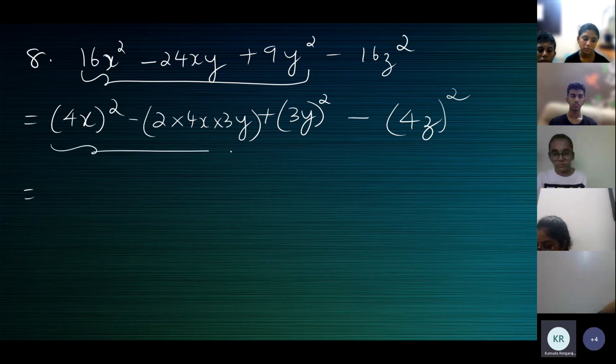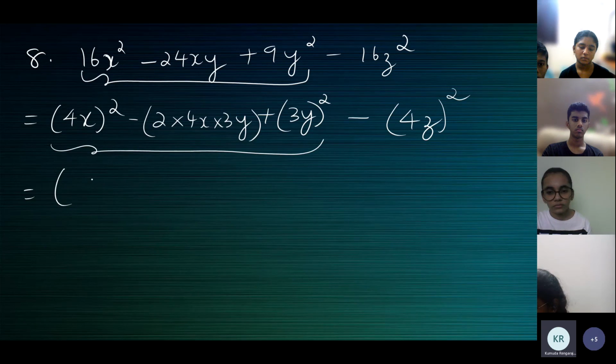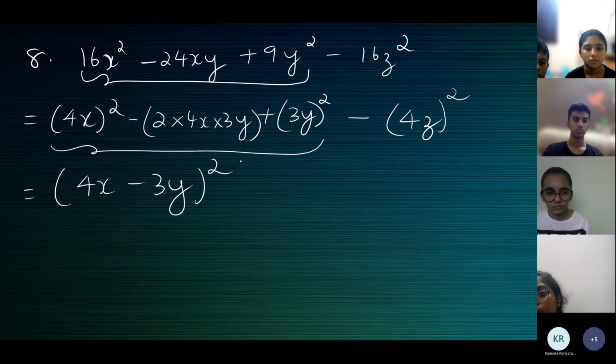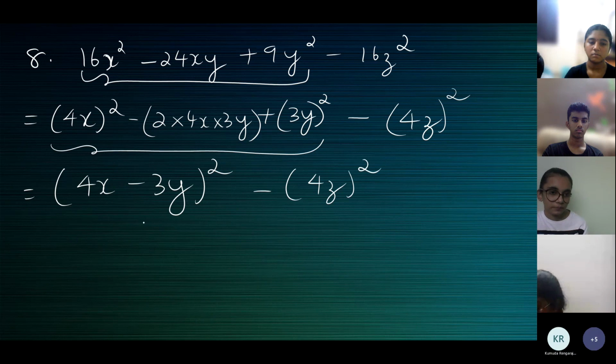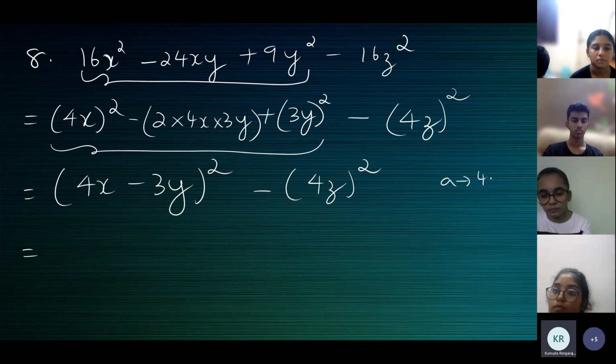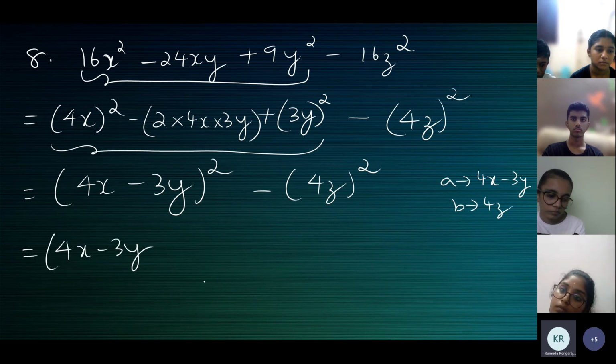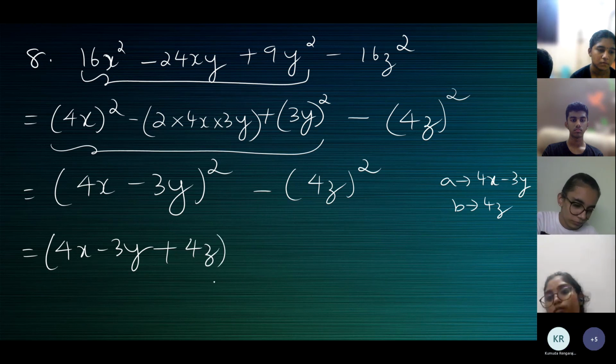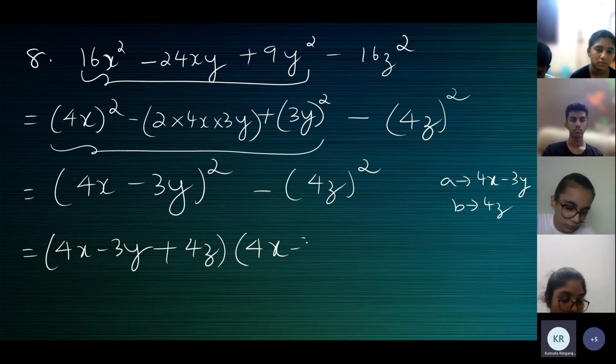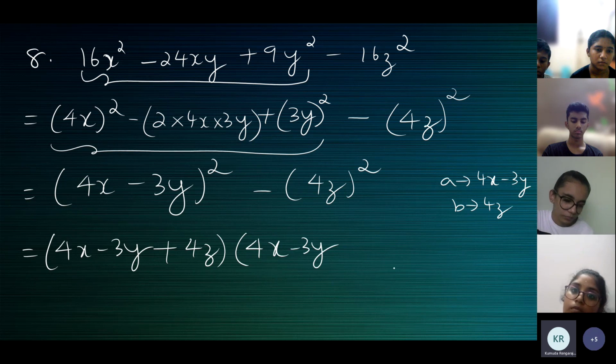Now, these first three terms are of the form a square minus 2ab plus b square, which is a minus b the whole square. A is 4x, b is 3y, so a minus b the whole square. And write that minus 4z square as it is. Now it's of the form a squared minus b squared, where a is 4x minus 3y and b is 4z. A square minus b square is a plus b into a minus b. This is a, I've now written a plus b. This is b, into this is a, minus b, minus 4z.